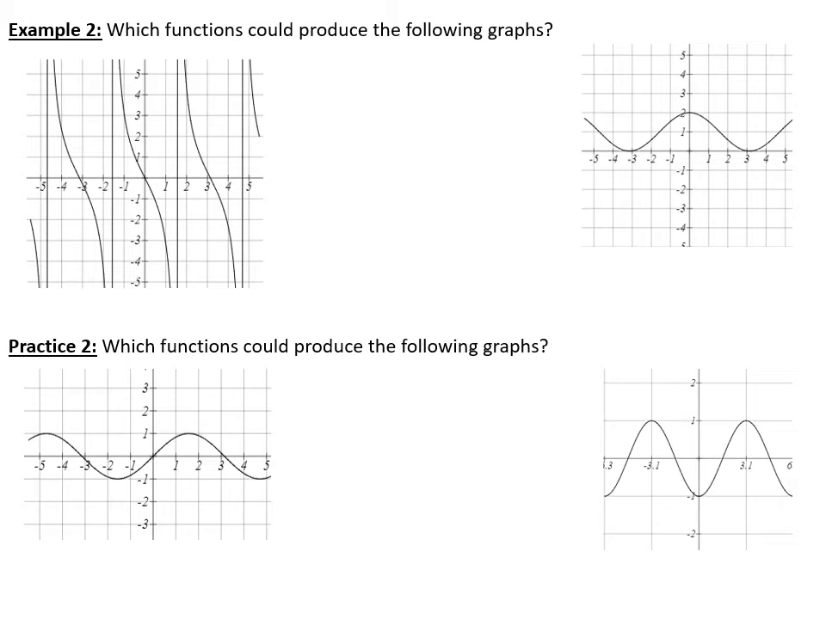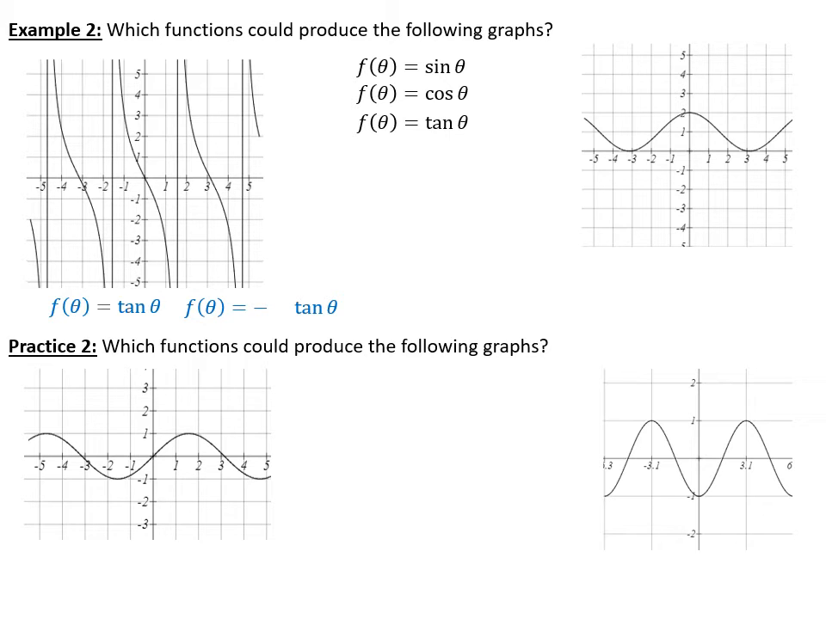Okay, moving on, example 2, we have some graphs. What could the functions be that produced them? So we've got sine, cosine, or tangent. The one on the left, well, that definitely looks like tangent because it's got those asymptotes. Okay, so tangent, but it's kind of reversed. So that means it kind of reflected. So that's a negative tangent.